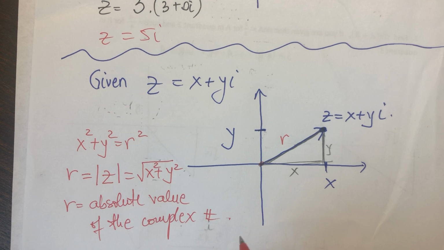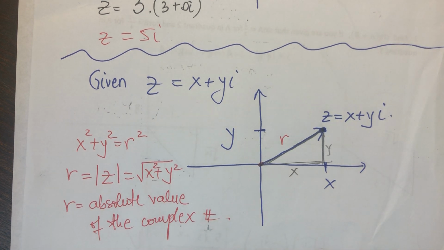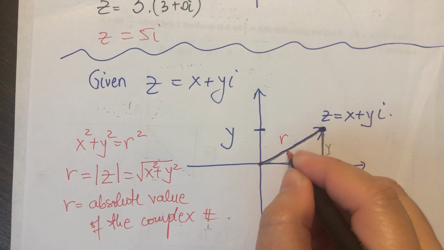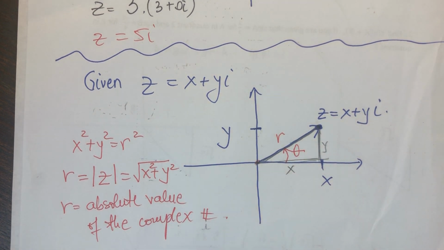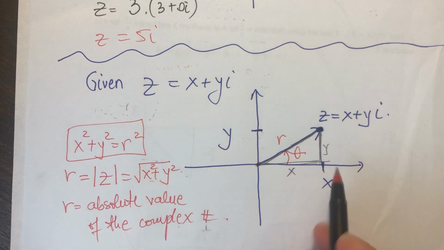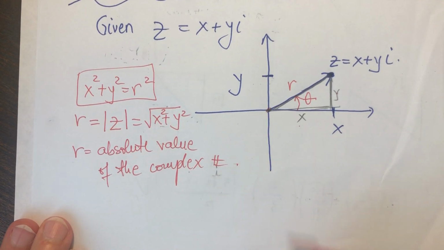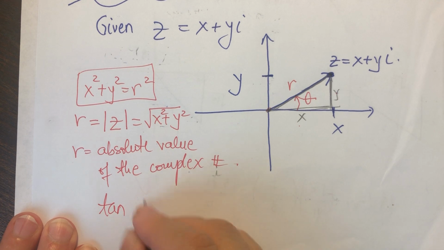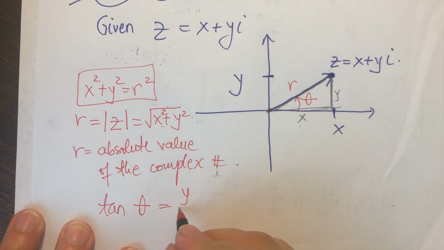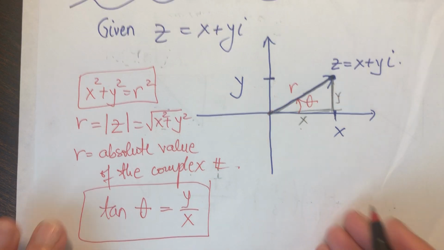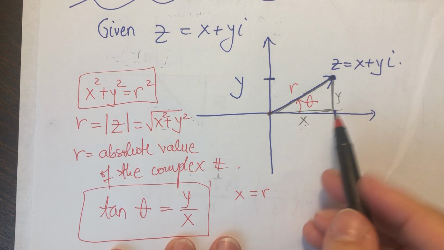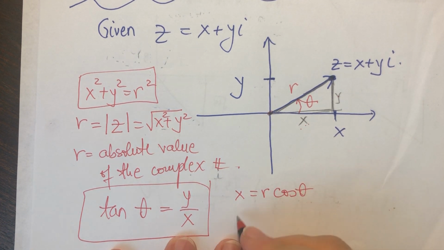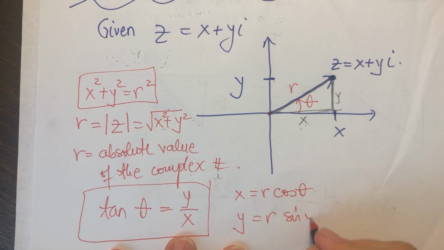Now, we have one more definition, and what else are we missing? We're missing the angle, right? So this is some angle from the positive x-axis to wherever this point might terminate, whatever quadrant, that will have this angle theta. And what is the connection between x, y, and theta? The tangent of this angle theta is equal to y over x. Or again, x is equal to r times cosine theta, and y is equal to r times sine of theta.